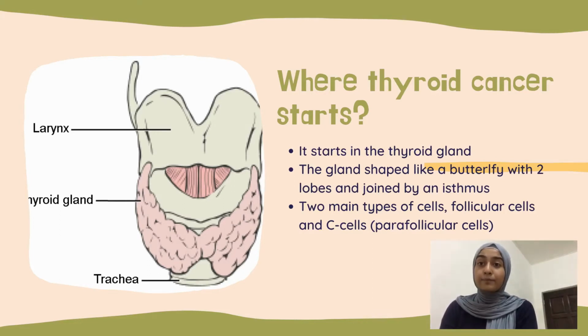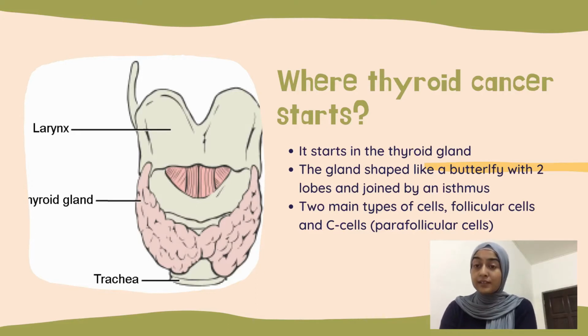The main types of cells in the thyroid gland are follicular cells and parafollicular cells. Parafollicular cells are also known as C cells. Follicular cells use iodine to produce thyroid hormones. So when a person has too much thyroid hormone, she might suffer from hyperthyroidism that can cause a fast or irregular heartbeat. And when a person has too little thyroid hormone, she might suffer from hypothyroidism that can cause slow walk or tiredness.